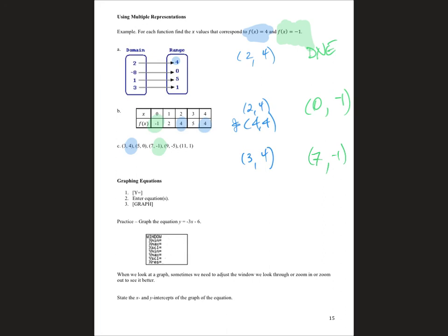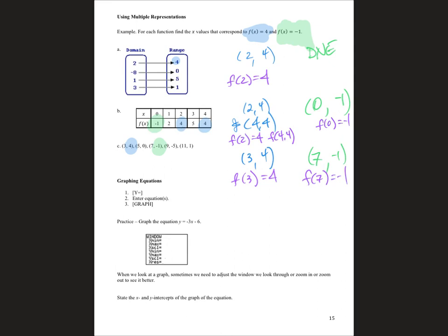Anything else? Well, how would we write these in function notation just for kicks? The function evaluated at 2 is 4. The function evaluated at 2 is 4. The function evaluated at 4 is 4. The function evaluated at 0 is -1. The function evaluated at 3 is 4. The function evaluated at 7 is -1. So that's just function notation, because we should be able to go back and forth.